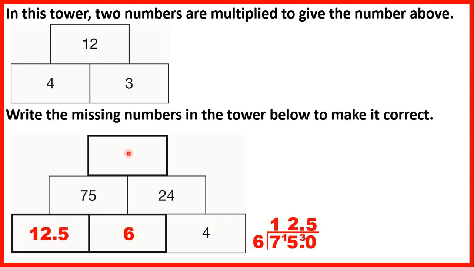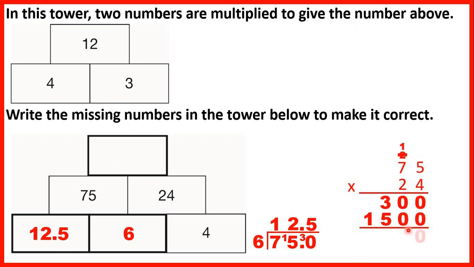And to find this box, we need to work out 75 times 24. So we can use long multiplication, and that gives us 1,800.